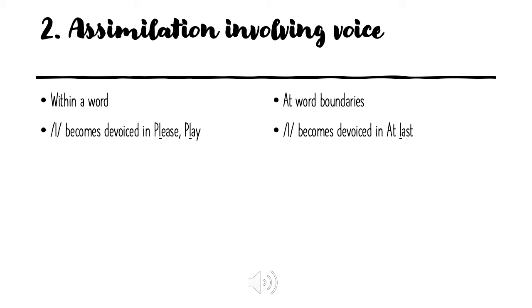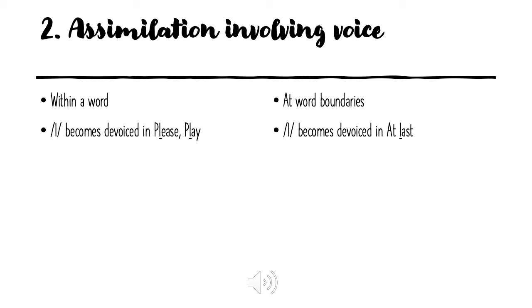It is within a word, and both of these are examples of progressive assimilation. L changing because of P, or P changing the quality of L. Now, it can be at a word boundary. The same L sound, for example, becomes devoiced. Why does it get devoiced here? Because of the influence of the T that comes before it. T is a voiceless consonant. So L also becomes more of a voiceless sound. In other words, a better word to describe that would be a devoiced sound.